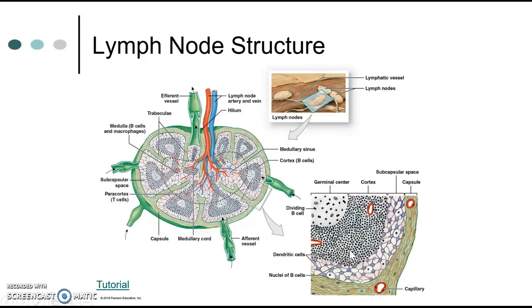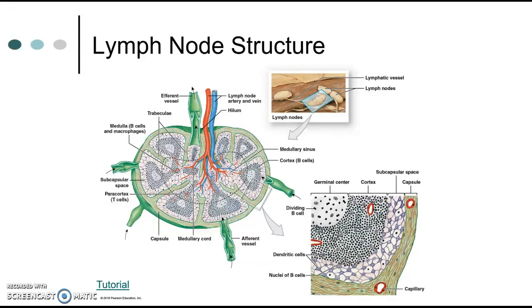The next layer that we have after the subcapsular space is the cortex, and you can see the cortex is this area right in here. When we look at the larger lymph node, this would be the cortex area in here. And we have a lot of B cells and some T cells in there, again, to help with the immune response.